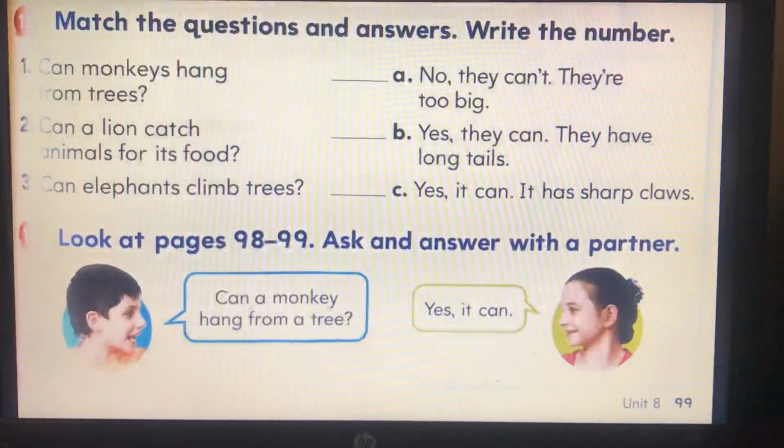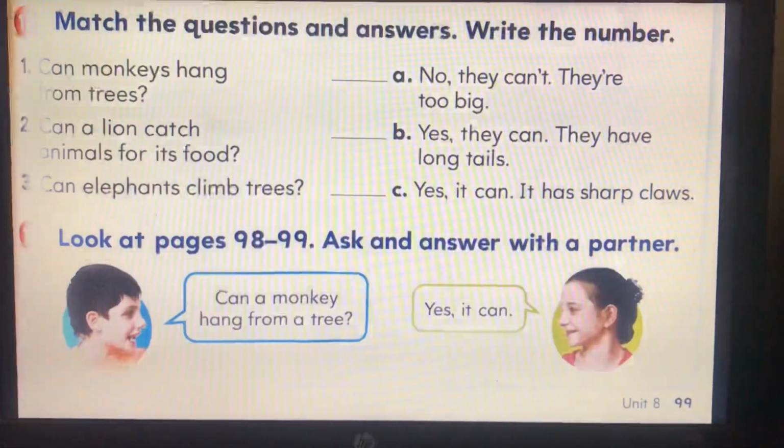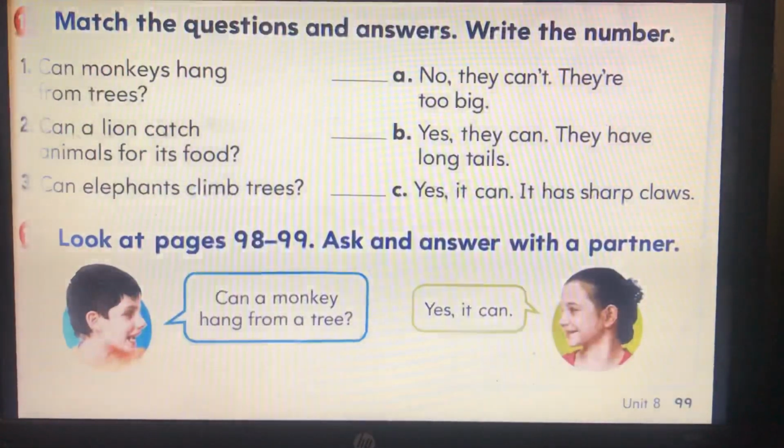Let's go ahead and read letter A. Letter A. No, they can't. They are too big. Letter B. Yes, they can. They have tails. And letter C. Yes, it can. It has sharp claws. Excellent. Now that we know all the information, it will be easier to match the correct answers.